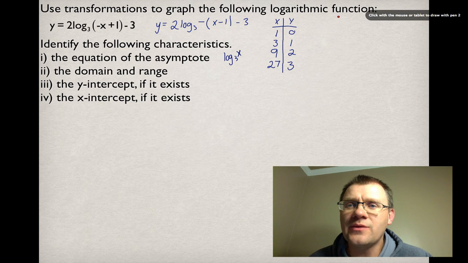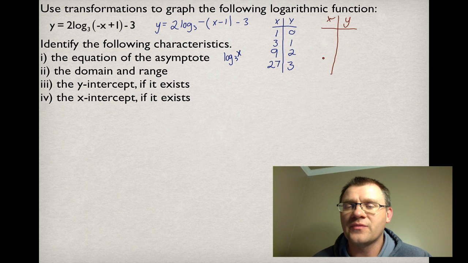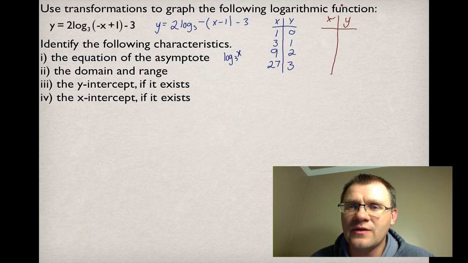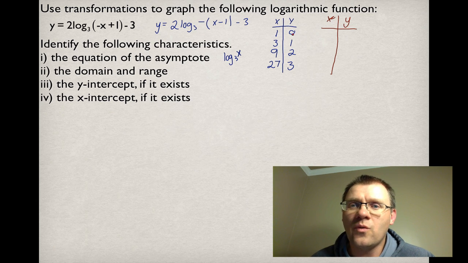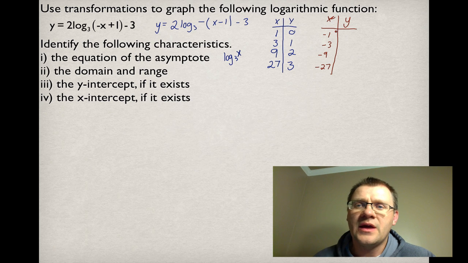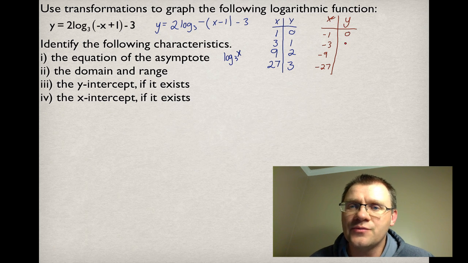So what we can do now is apply the transformations to these points. Remember that we like to do reflections and stretches first. So in terms of the x values, there is a negative in front, which means all your x values become negative. So instead of a 1, we get negative 1. Instead of a 3, we get negative 3. Instead of a 9, we get negative 9. Instead of 27, we get negative 27. In terms of stretches or reflections for our y value, this 2 affects the stretches and reflections, so we need to multiply every number by 2.